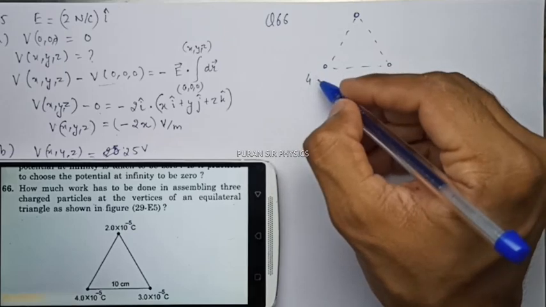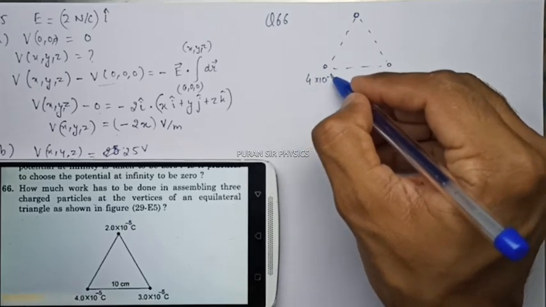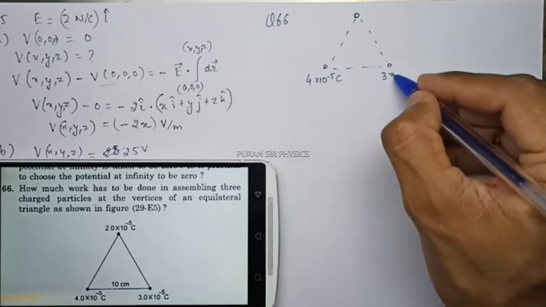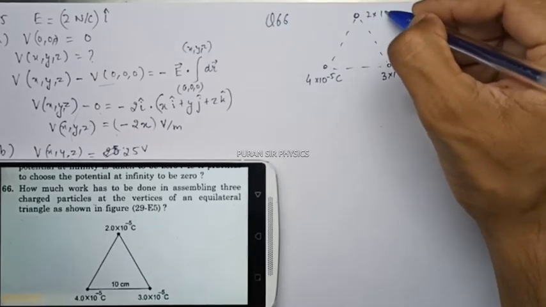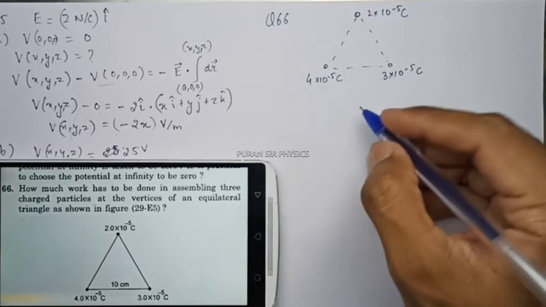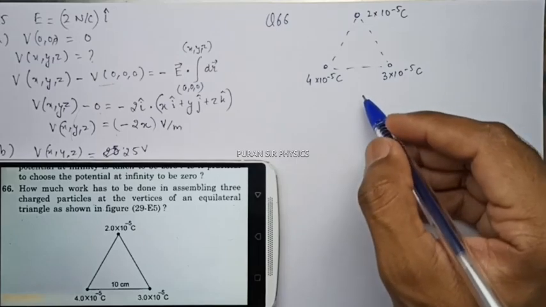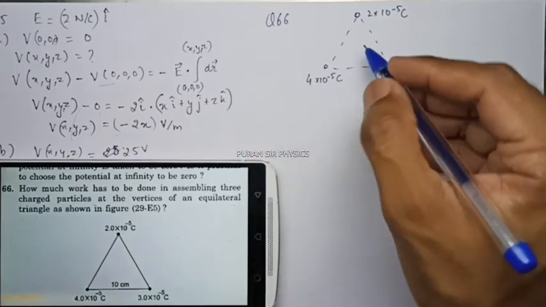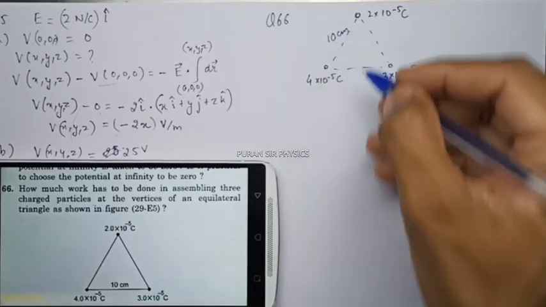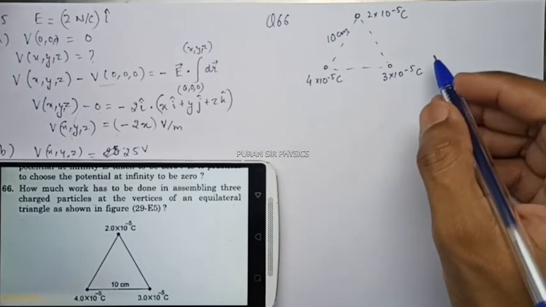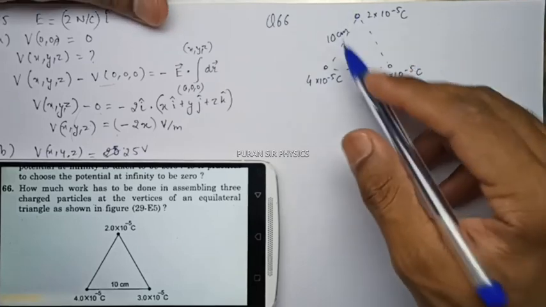So here we have 4 into 10 raised power minus 5 coulomb. Here we have 3 into 10 raised power minus 5 coulomb. And here we have 2 into 10 raised power minus 5 coulomb. Okay. And the side of the equilateral triangle is 10 centimeter. So we have to find the work.